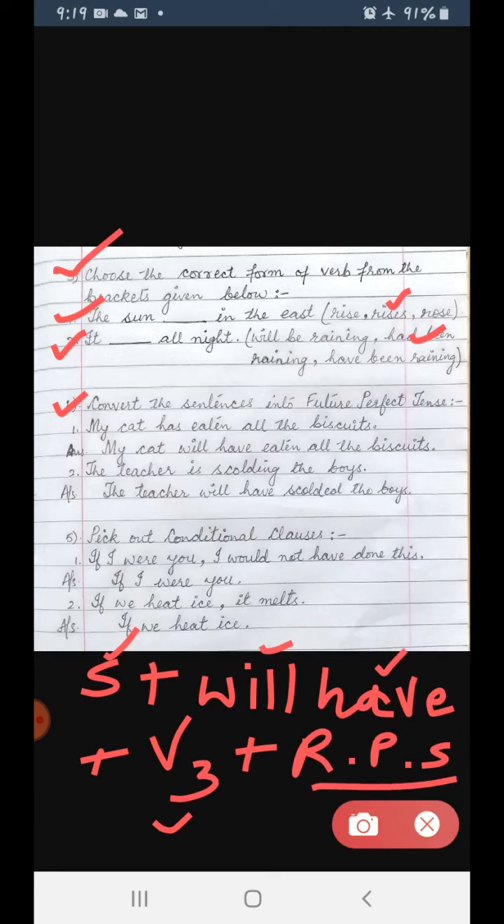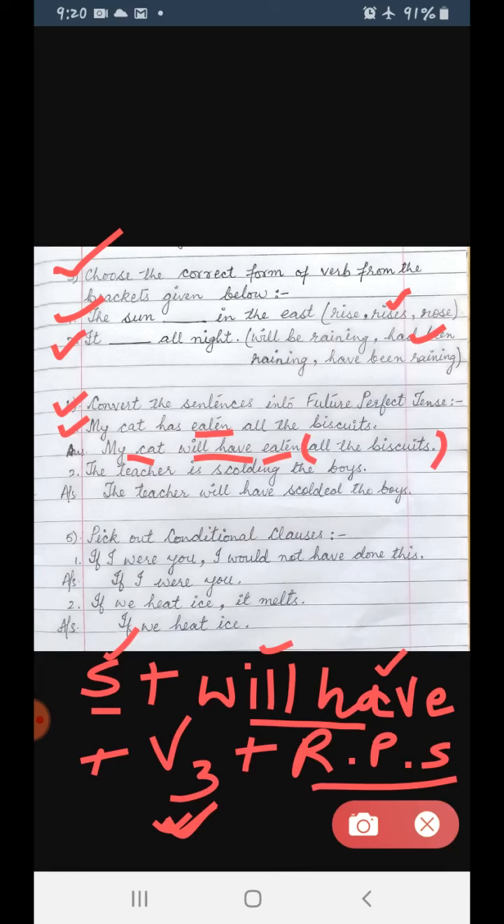So number 1. My cat has eaten all the biscuits. So what will be the answer? First you have to write subject. Subject is my cat. After that you will write will have. Now eaten. Eaten is verb. So what is the third form of verb of eaten? It is eaten only. That means eat, ate, eaten. So it becomes: My cat will have eaten, and then remaining part of the sentence, all the biscuits.